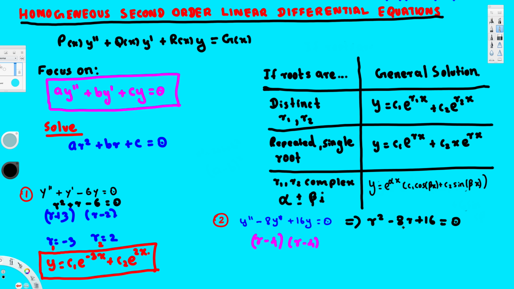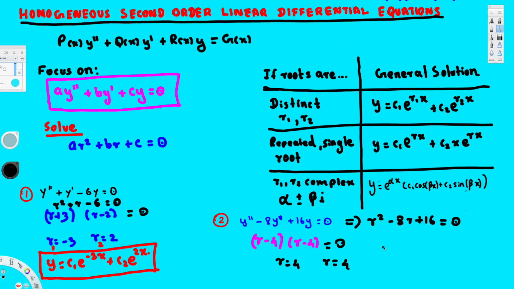Now you can see the perfect square trinomial pattern clearly, right? So r minus 4, if you multiply this together, you will get this back. So r minus 4 is equal to 0. Therefore r is equal to 4, and this is repeating twice. R is equal to 4. So this is matching the second condition. When we have a repeated single root, the general solution for the differential equation is going to be y is equal to c1 e to the rx plus c2 x e to the rx.